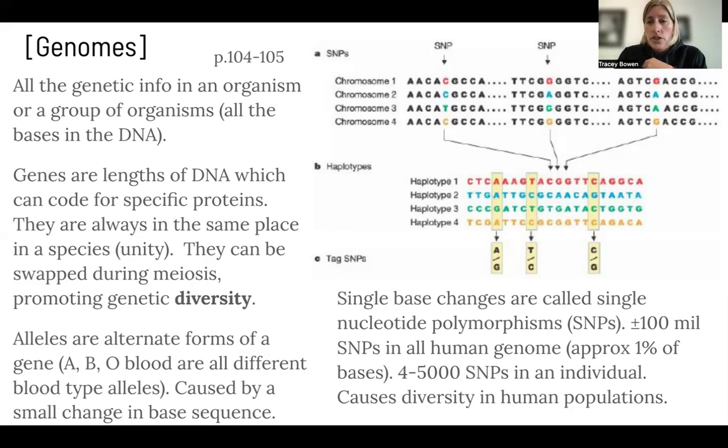But A, B, and O are just caused by a small change in the base sequences that result in a different allele. So single base changes are called single nucleotide polymorphisms. There's a lot of them, about 100 million of them in the human genome, approximately 1% of the bases. So any given individual might have 4,000 to 5,000 single nucleotide polymorphisms. And this causes diversity in human populations and leads to different alleles.